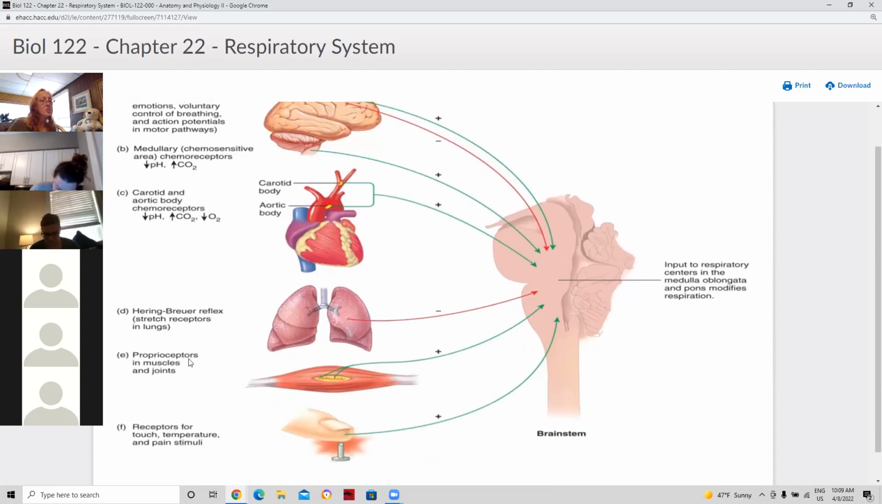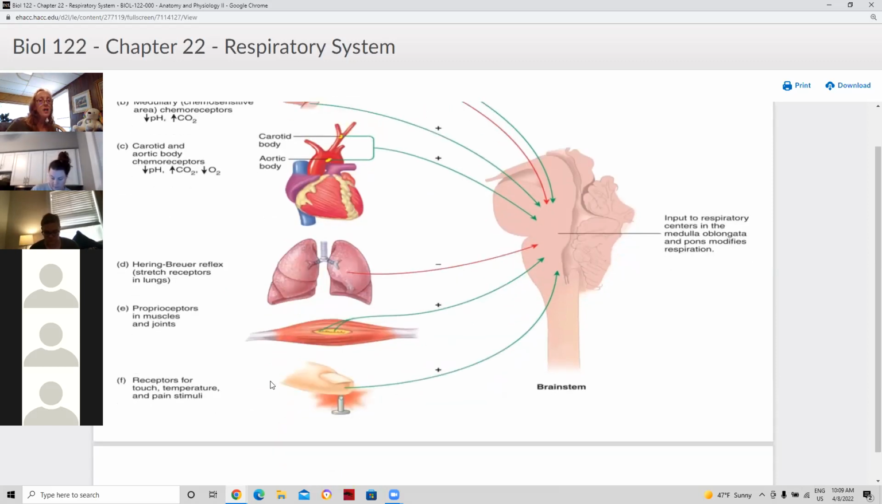Proprioceptors in the muscles and joints are going to have a positive effect on respiratory rates. When your joints start really moving a lot more, your breathing rate goes up. Receptors for pain, touch, and temperature stimuli are also going to cause your breathing rates to go up.